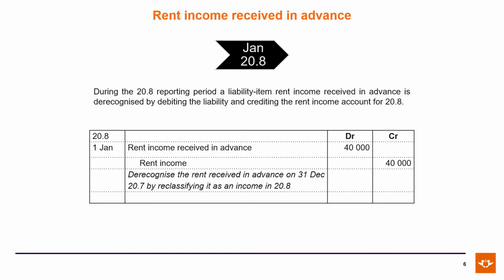That journal entry would be to debit rent income received in advance. By debiting the rent income received in advance, you are closing off the liability that was created on 31st of December 2007. And then credit rent income to move the liability part of rent that was received in advance to become an income account. As per the definition of income, it increases economic benefits during the reporting period. Now, this is the reporting period where you are seeing the increases in economic benefit.